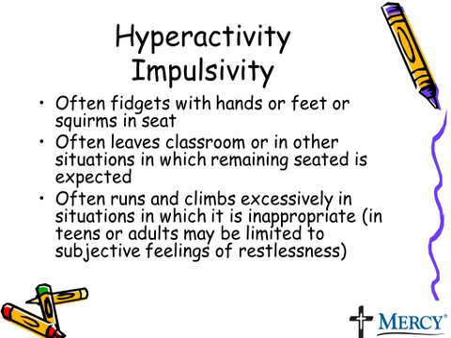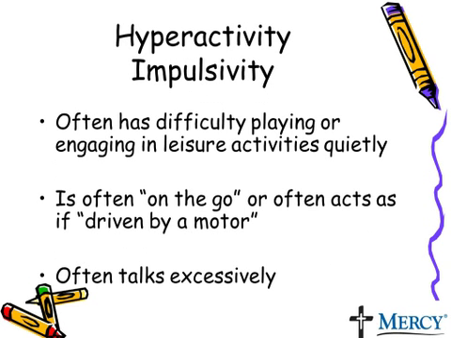In adolescence and adulthood, this hyperactive impulsive may be a sense of internal restlessness. They often have difficulty playing quietly with other children. They are on the go. It seems sometimes they are just driven by a motor. They talk excessively. So you can see how those symptoms can really significantly impair their relationships with other children, with teachers, with adults.